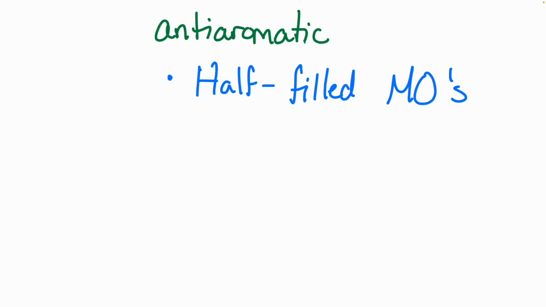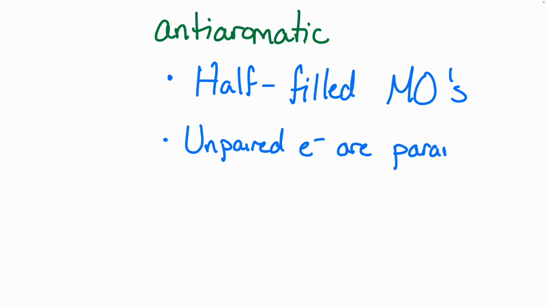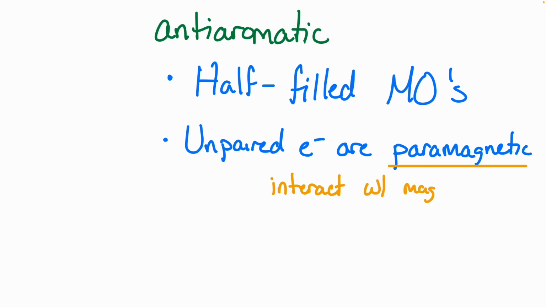All right, so unpaired electrons are what we called paramagnetic. Meaning that they interact with a magnetic field.